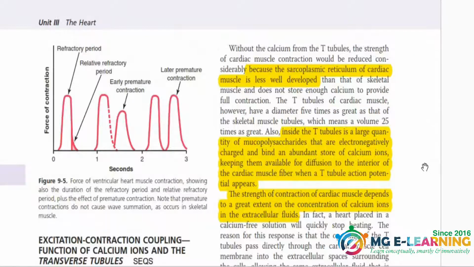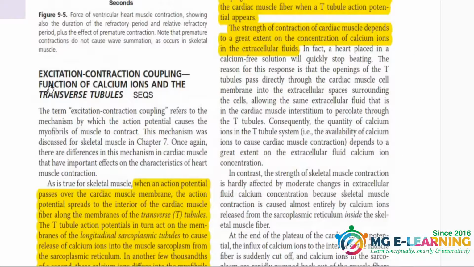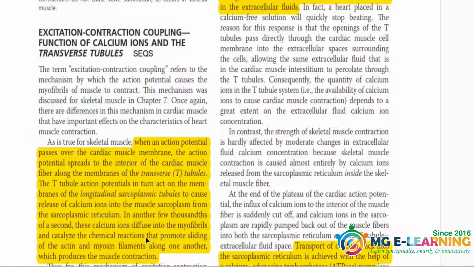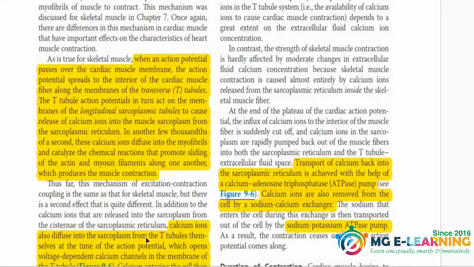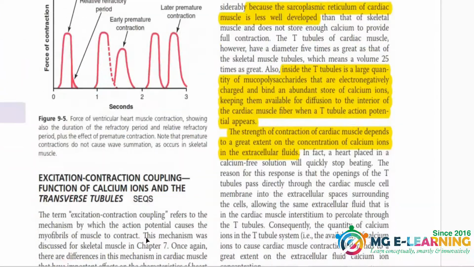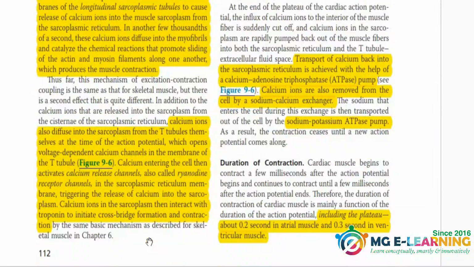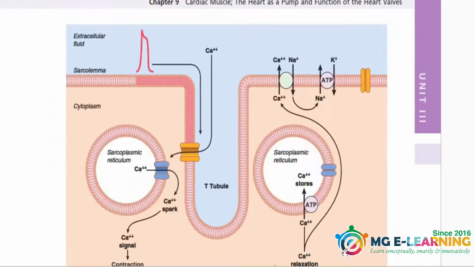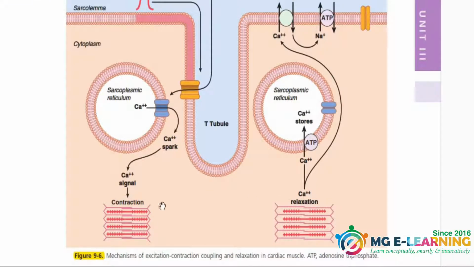Again this one. And the next SAQ is excitation contraction coupling. It is very important. You have to know its steps, all highlighted with yellow. This one. Next, you have to know the duration of contraction, that is 0.2 seconds in atria and 0.3 seconds in ventricles. Now, this diagram is important to draw and label in excitation contraction coupling.